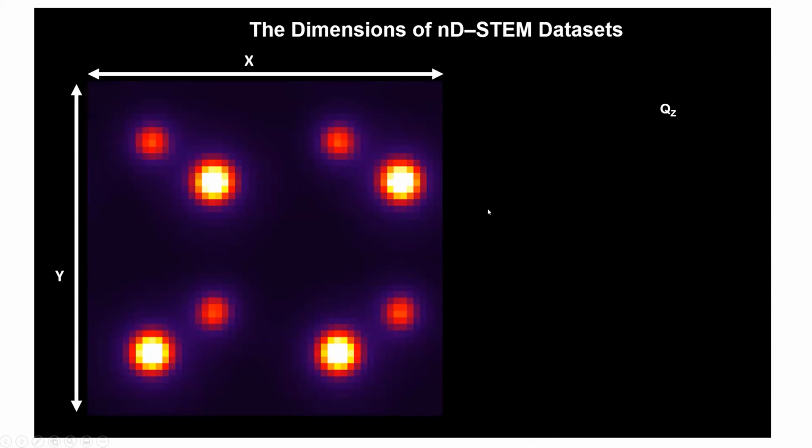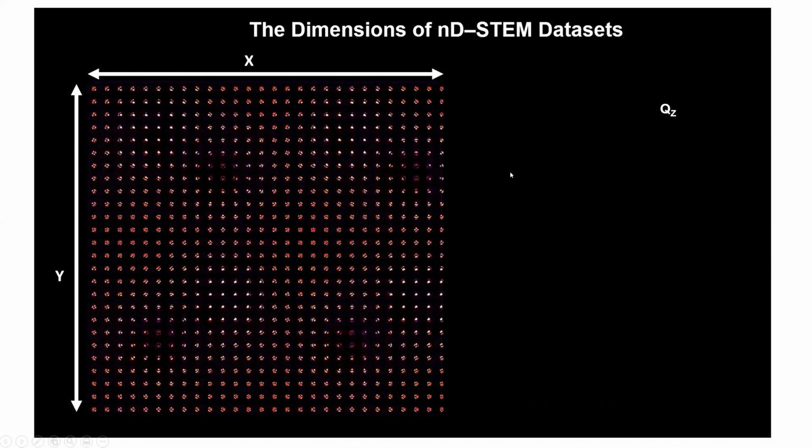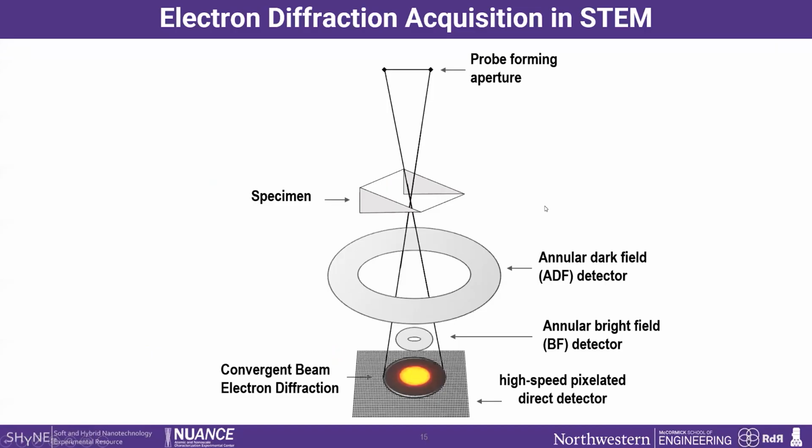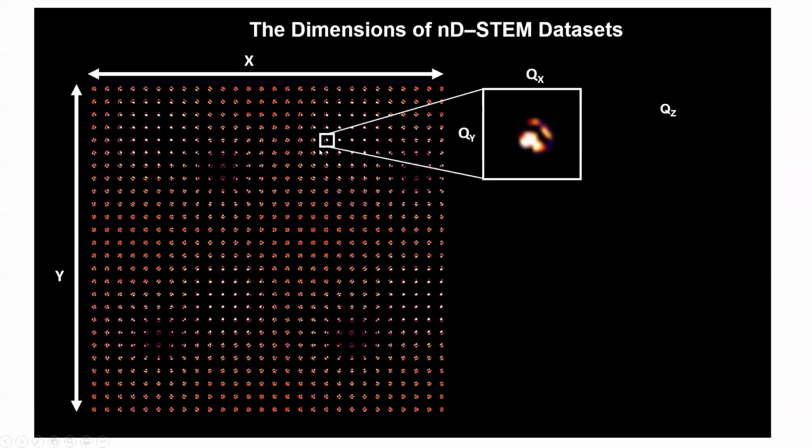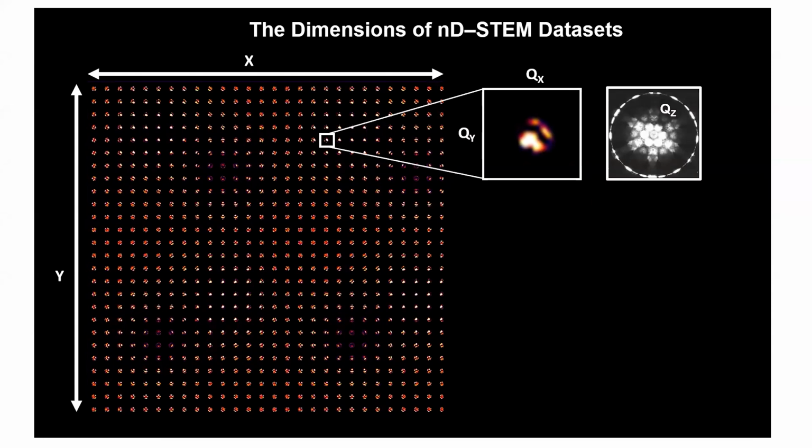As I mentioned before, you have X and Y in real space here, and then you have your QX and QY in reciprocal space. You collect basically a diffraction pattern at every pixel at the speed that your detector allows you to, usually in the microsecond range for 4D STEM. And as I mentioned, you can definitely expand that to other dimensions, by tuning the convergence angle and then tuning your camera length on your microscope to collect information from the third dimension, what I call QZ here.